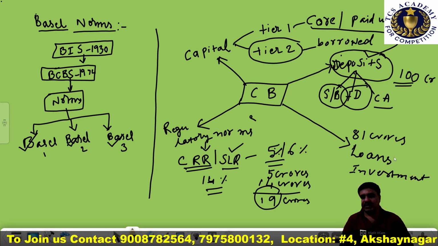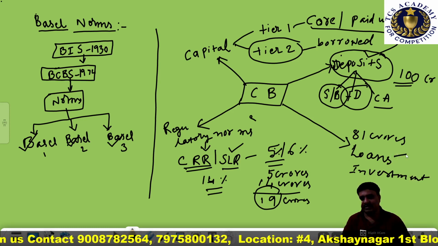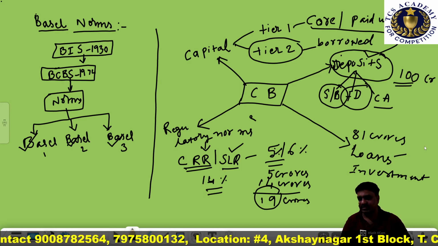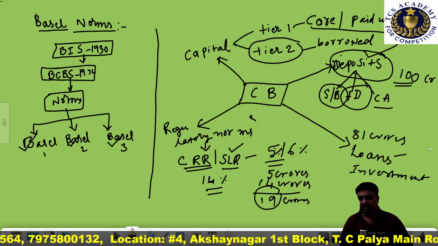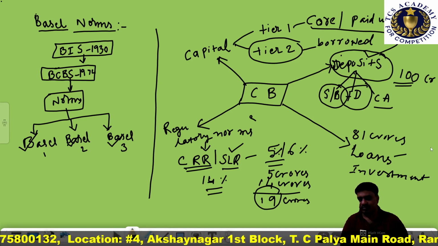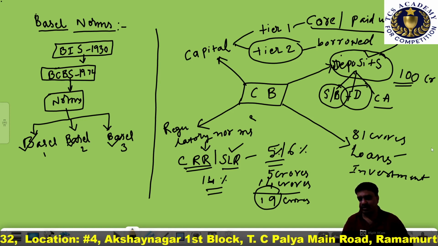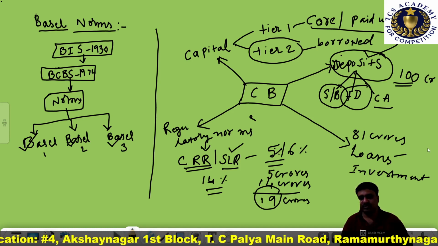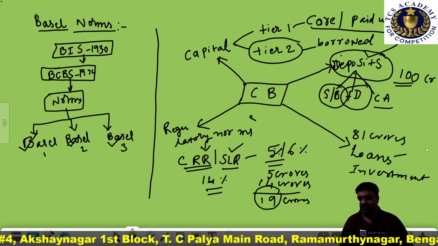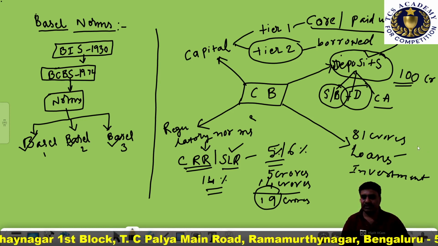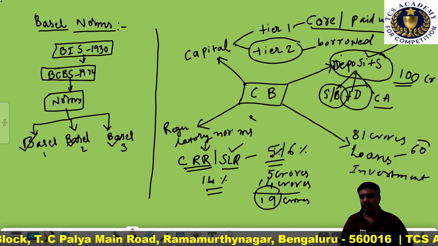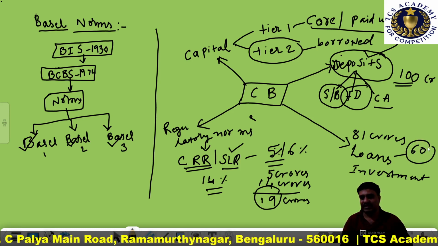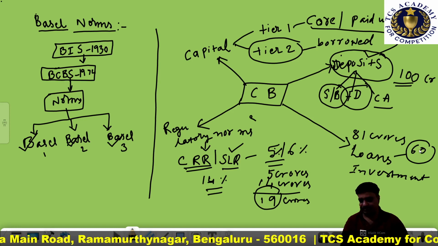Suppose the banker has given loans to businesses, housing loans, loans for industrial purposes, and working capital requirements for businesses. It may be 60 crores. 60 crores of loans have been given by the bank to the public.